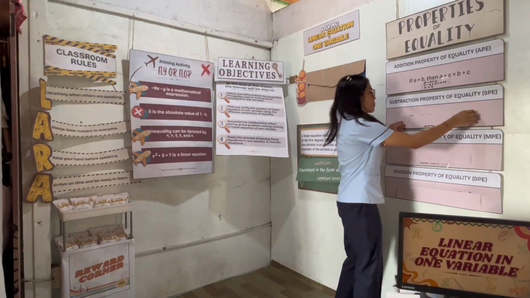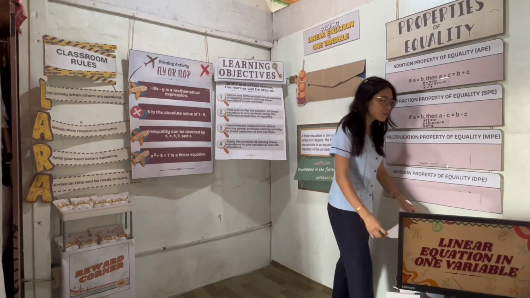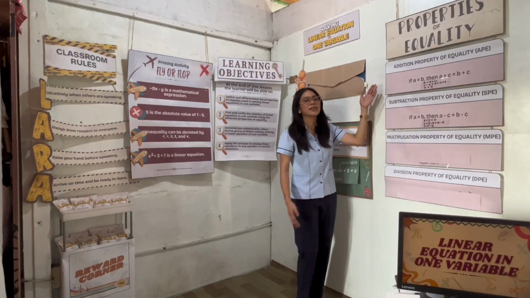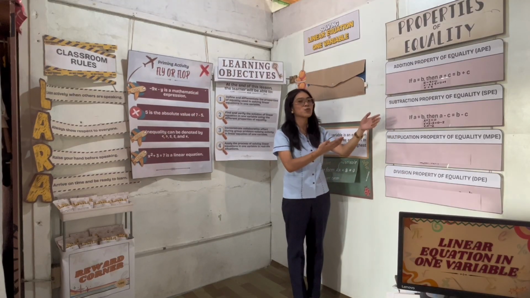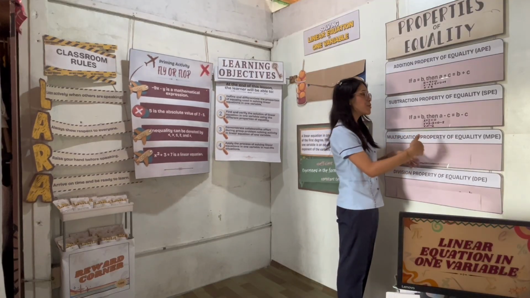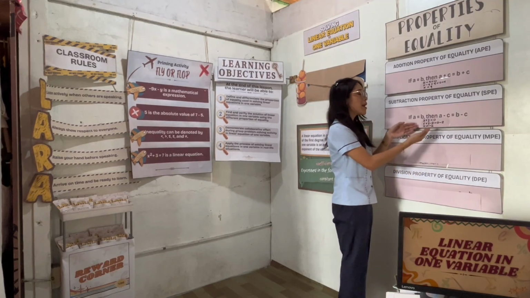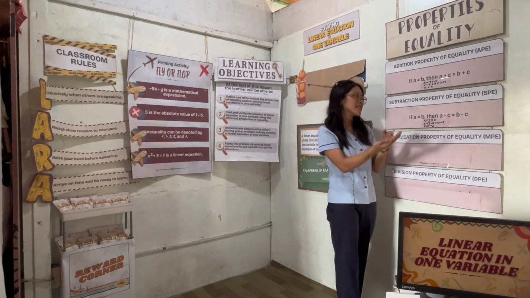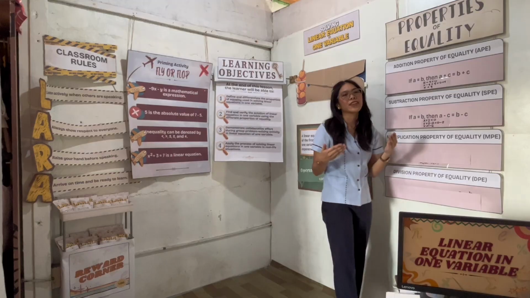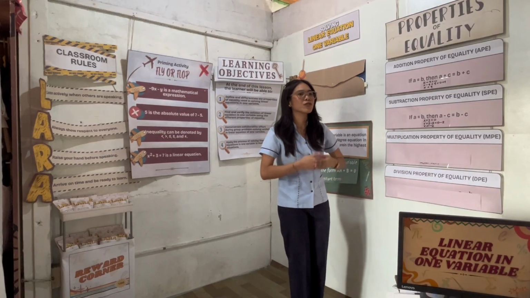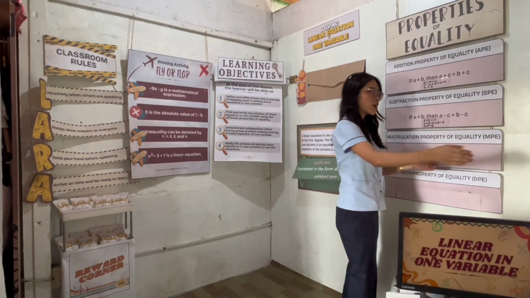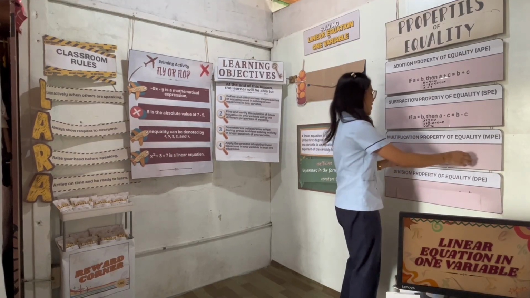Now, the second property is the subtraction property of equality, or the SPE. It is basically like the addition property, but in subtraction form. If A is equal to B, then A minus C is equal to B minus C. For example, we have here x plus 2 is equal to 0. Therefore, we need to subtract 2 on both sides of the equation so that we'll be able to find the value of x, which is negative 2. Any question? So far, none.